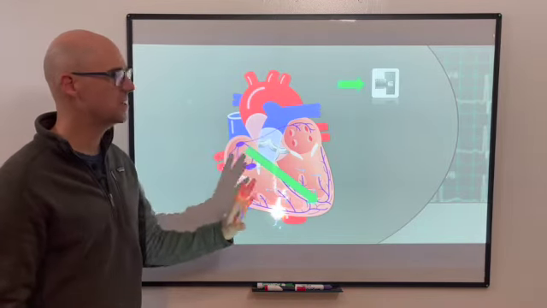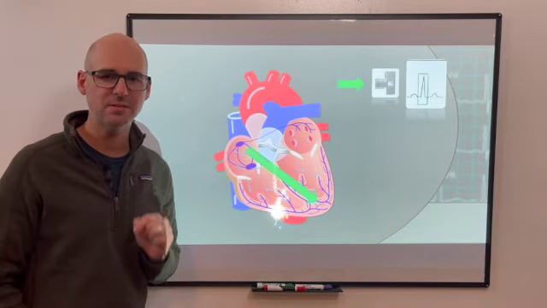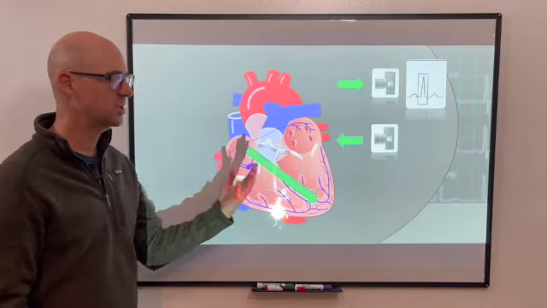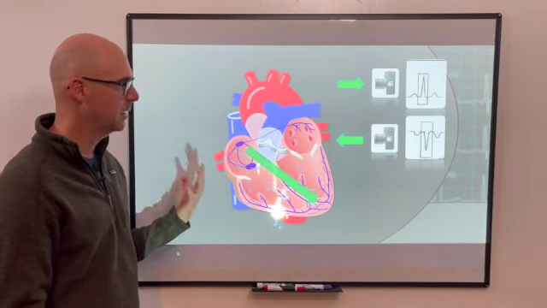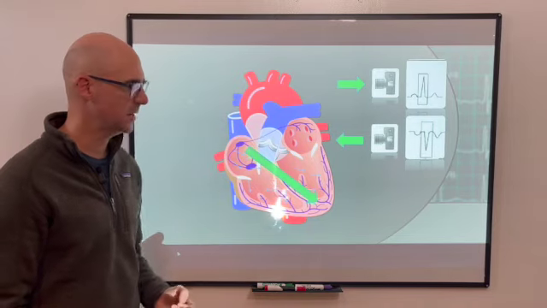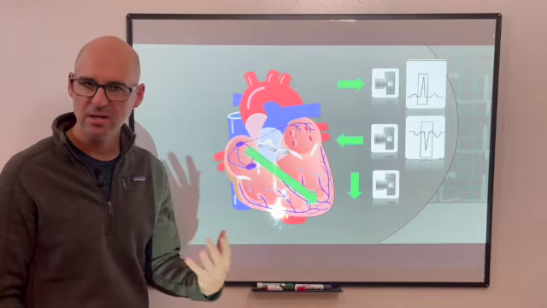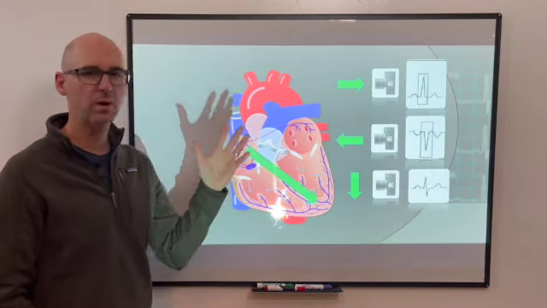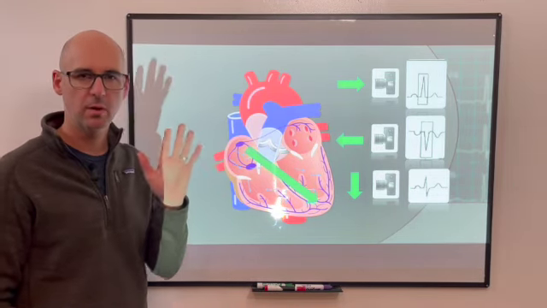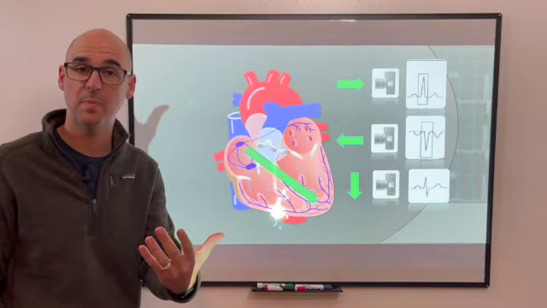Well, again, if depolarization is moving primarily toward that lead or that camera, we're going to have a positive QRS complex. It's going to be upright, okay? If that depolarization is primarily moving away from that camera, then we're going to have a negative QRS complex, or primarily a negative QRS complex. And then finally, if that depolarization is moving perpendicular or at 90 degrees to that lead or that camera, then we're going to have that equiphasic or biphasic QRS complex, where it has an upward complex as it's moving toward it, and then a negative complex as that depolarization moves past, okay?